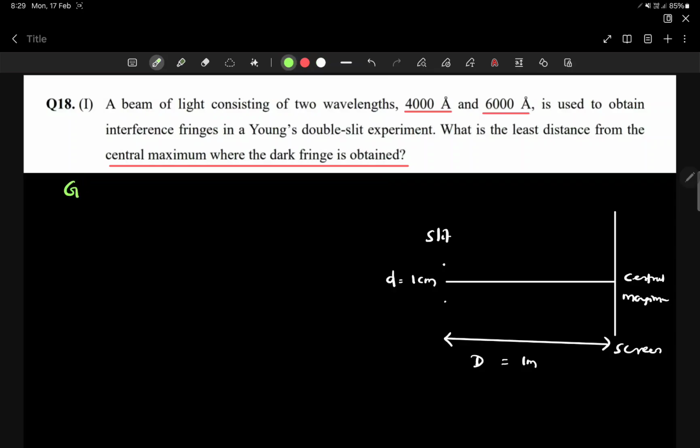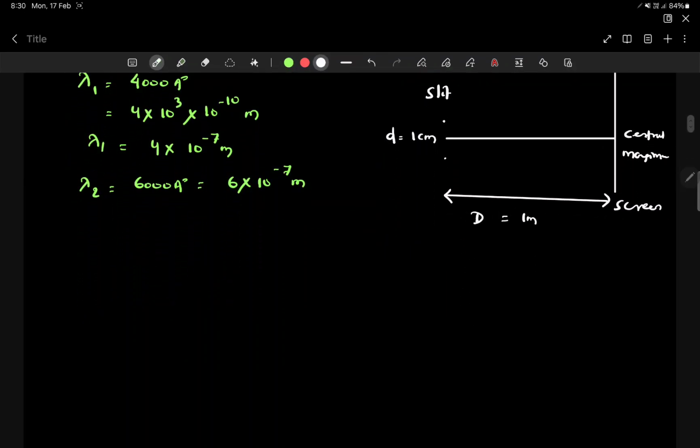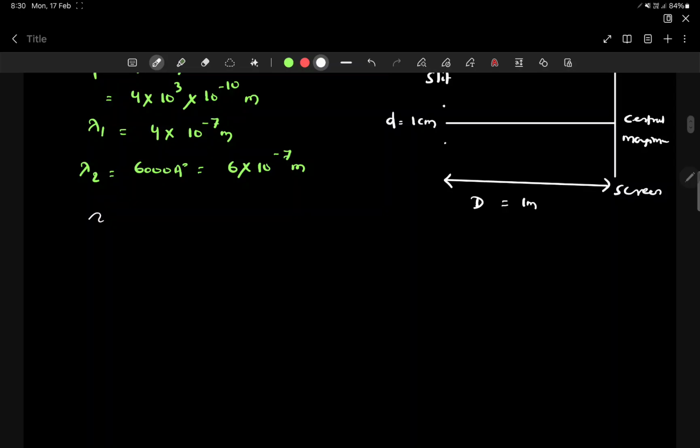In the given data, lambda 1 is 4000 angstrom. 4000 can be written as 4 into 10 to the power 3, and 1 angstrom means 10 to the power minus 10 meter, so it will be 4 into 10 to the power minus 7 meter. This is lambda 1. Similarly, lambda 2 is given as 6000 angstrom, that is equal to 6 into 10 to the power minus 7 meter.